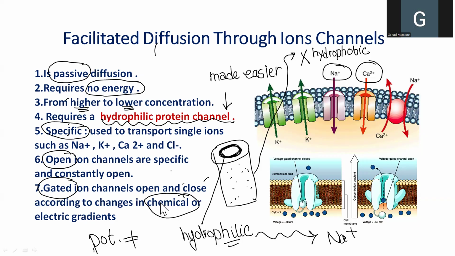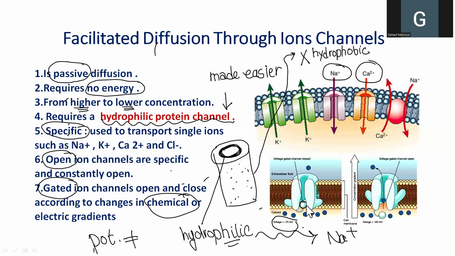So for example, here we can see that in this voltage gated ion channel, the transmembrane potential, or the potential difference across the membrane, is minus 70 millivolts. This electric gradient or potential difference does not allow the channel to be open.